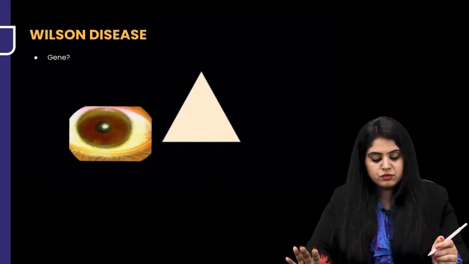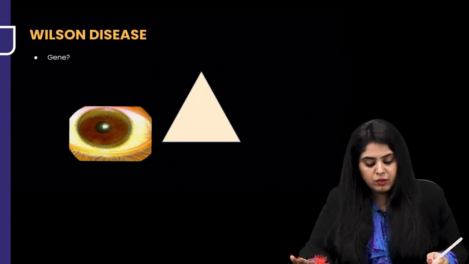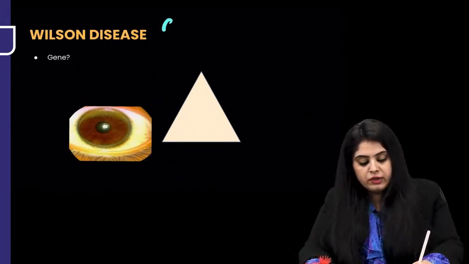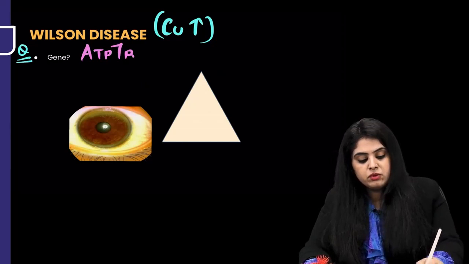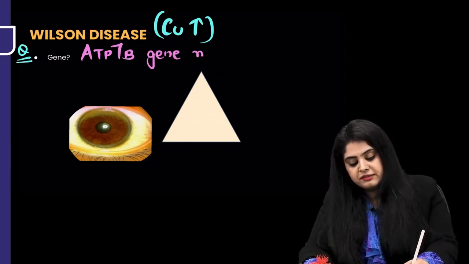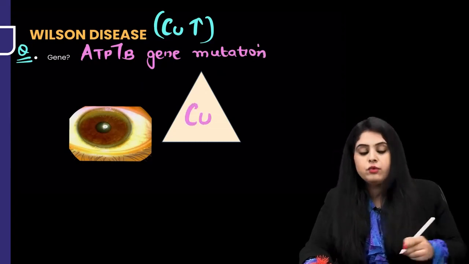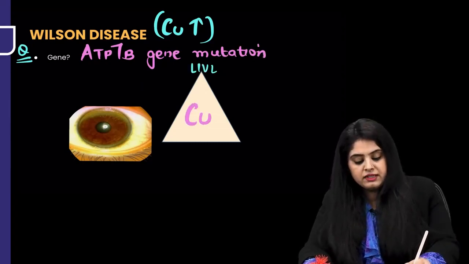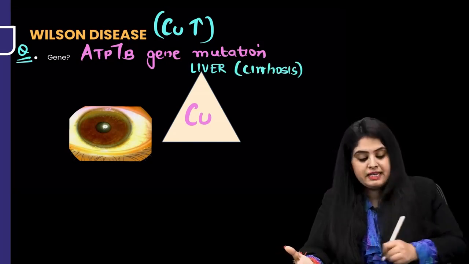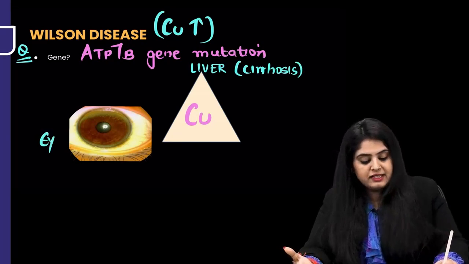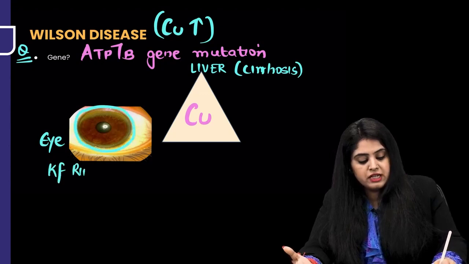Now I can ask you the last one, and that is copper overload. What do you need to know about copper overload? It is Wilson's disease. Its genetics has been asked a lot of times: ATP7B gene mutation. And where is the copper going to go and sit? Number one, the liver, because the chapter is of the liver, so it will cause cirrhosis. Next, it can sit in the eyes, and as you can see, a ring is forming over here, that is the Kayser-Fleischer ring.